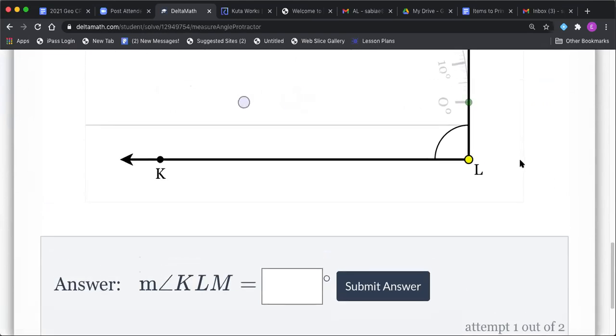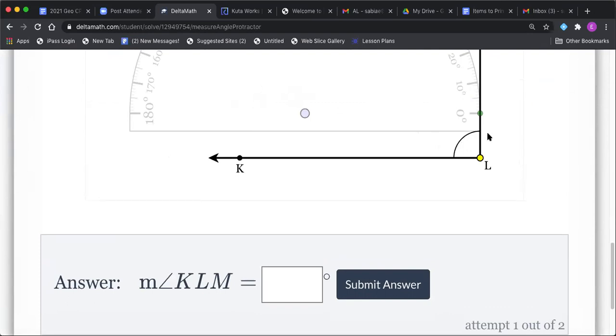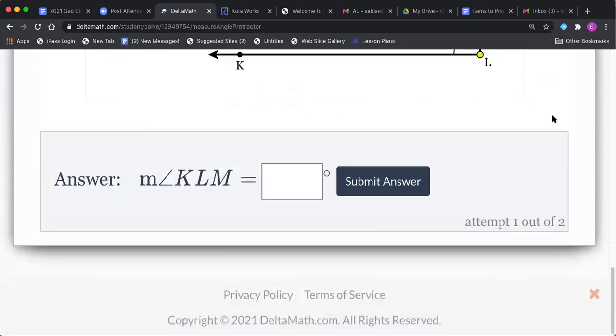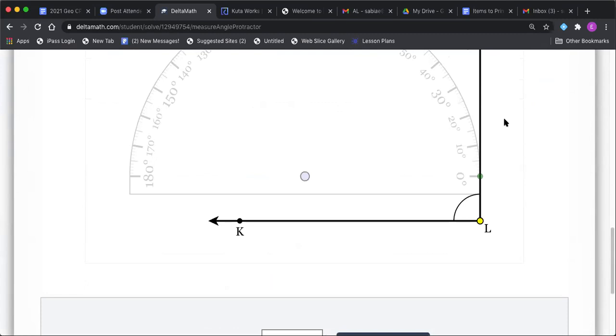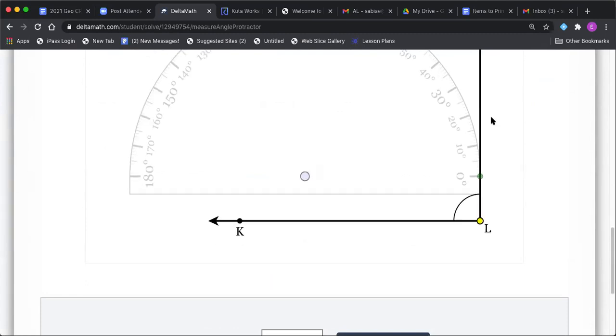I'm trying to zoom out, but I keep zooming in. Oh, because I'm in this. I want to zoom out further though. Can I? Oh, I don't think I can go out.